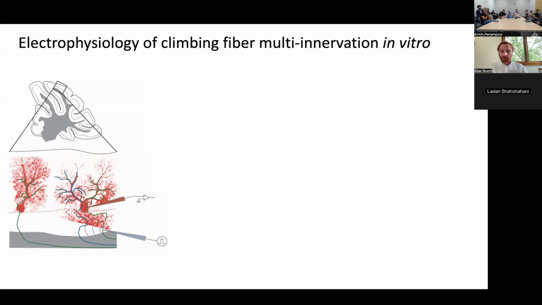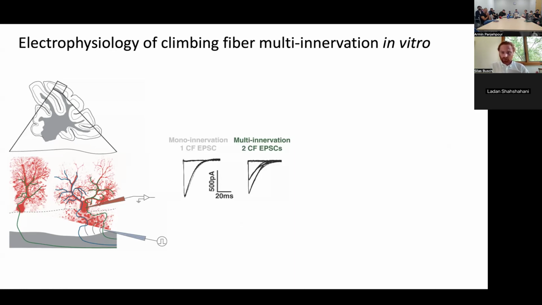Now in this preparation, I can't see the climbing fibers. I can just barely see the somas of the Purkinje cells I'm about to patch. So it's tricky because you need to put your electrode in several places subadjacent to your cell that you've patched and try stimulating at different intensities to see if you can catch a climbing fiber, essentially.